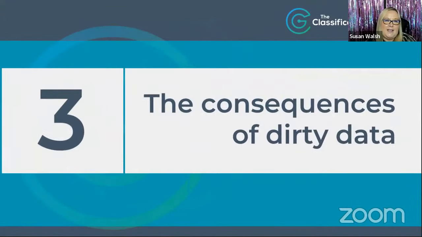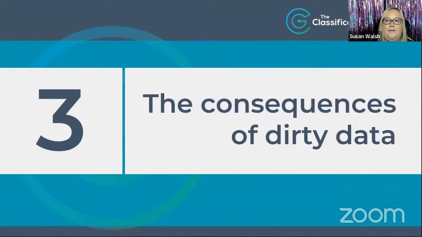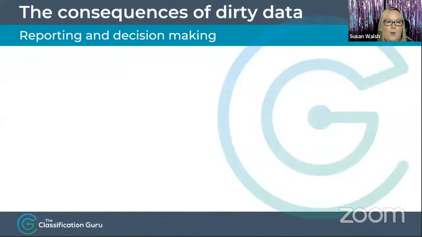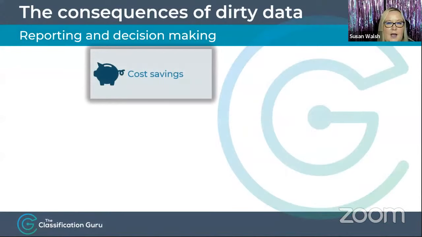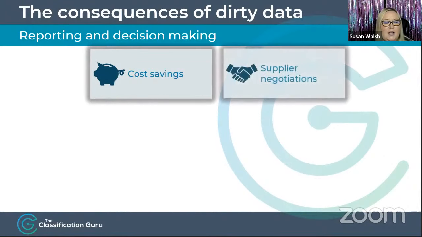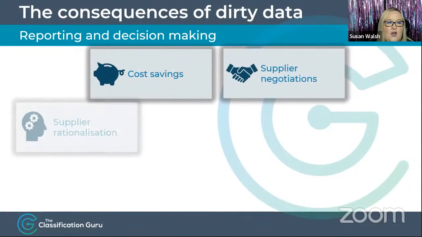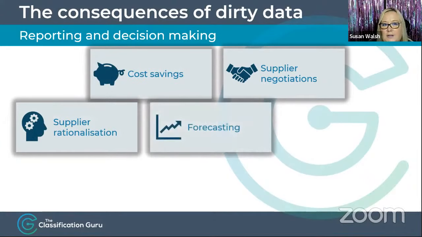So business-wise, we know what the consequences of dirty data are if a script doesn't work or the output is wrong. But what are the consequences wider to the business? For example, you might want to do some reporting. Are you making the best cost savings you possibly can? Do you have that information? Are you making the best supplier negotiations? Are you rationalizing your suppliers or your customers in the data or products? Is it affecting your forecasting, because the historical data is dirty and you're making predictive analytics or people analytics based on the wrong information?